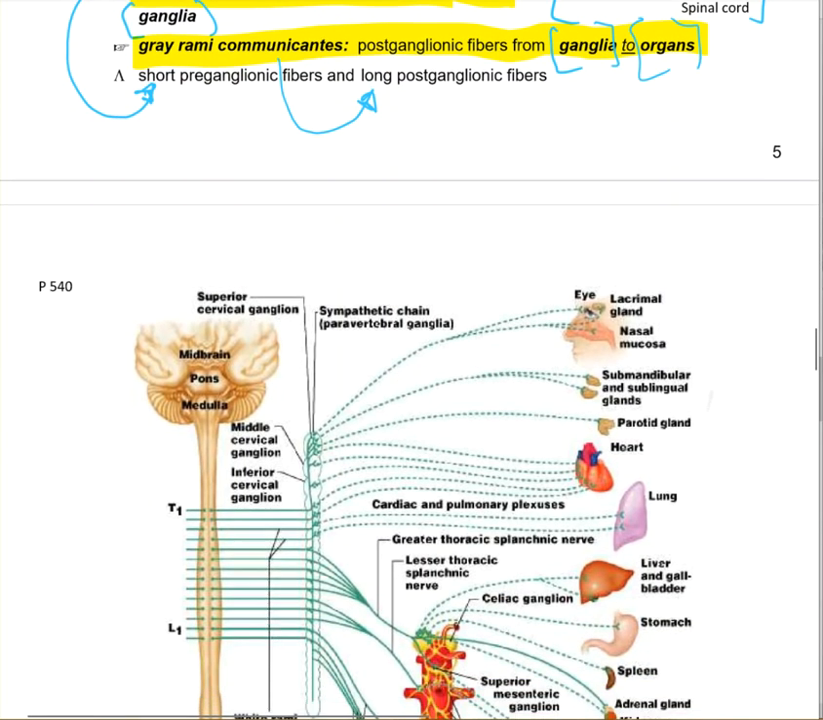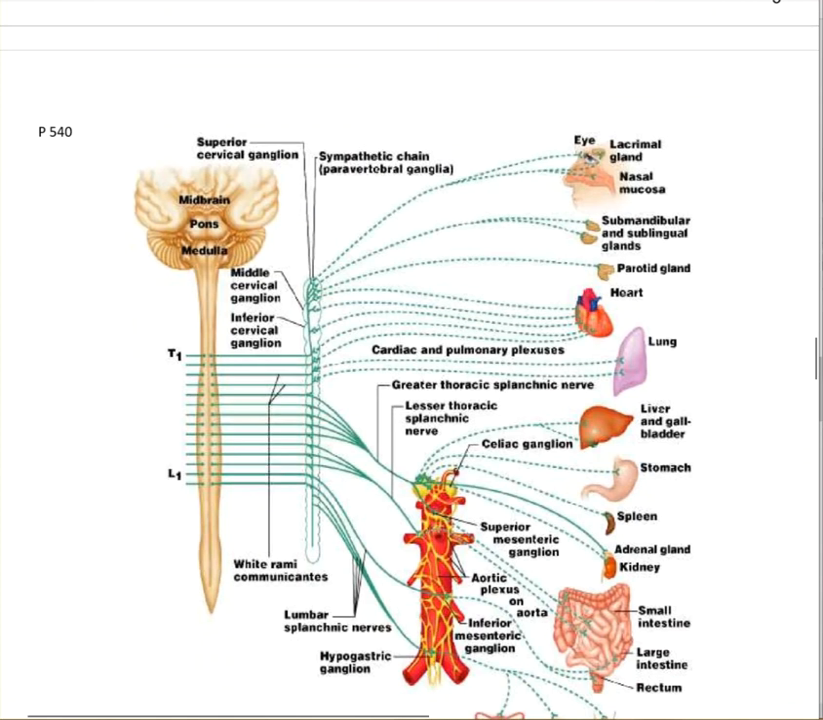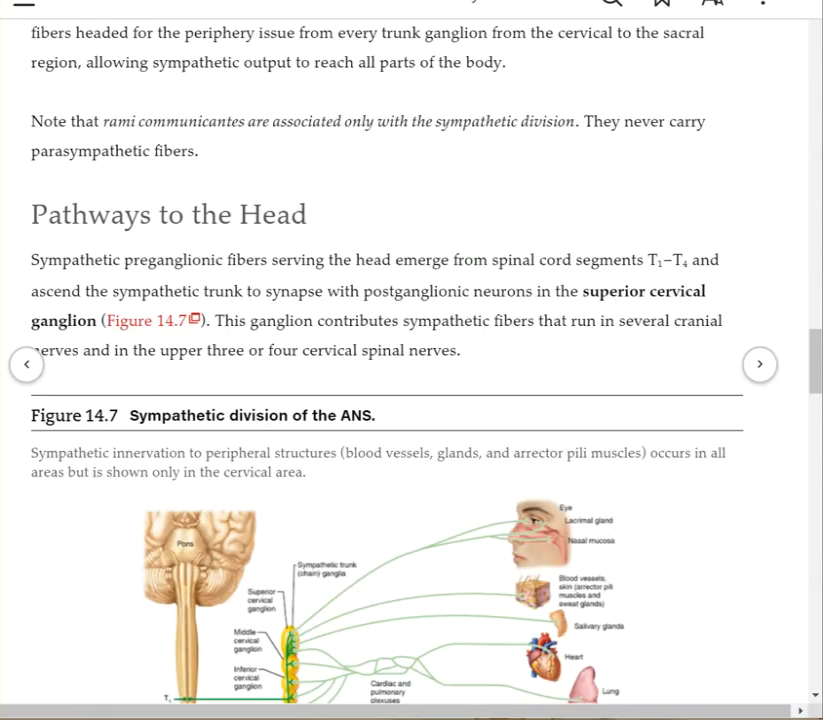All right, so why do we say that? Or how do we know that? Well, the short fibers are white because they're coming out of the spinal cord, and they're going to right next to the spinal cord, and this sympathetic chain here is actually really right here next to the spinal cord. They put it out so we can write some words in, but it is literally next to it. I'll show you a picture on page 538 really quickly of what it really looks like.